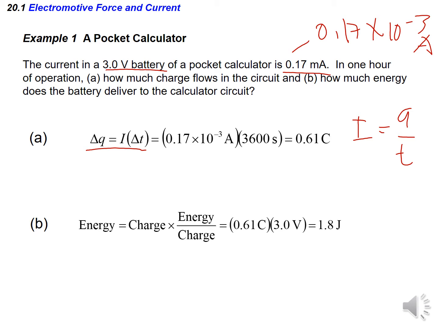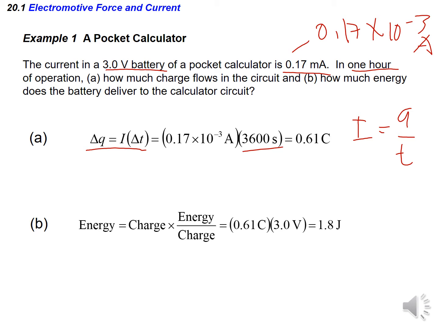And then also in the problem, the time is given, in which according to the problem it is 1 hour, meaning in 1 hour that is equivalent to 3,600 seconds. So just multiply the current with the time. That's 0.17 times 10 to the negative 3 ampere multiplied by 3,600 seconds, so that is equal to 0.61 coulomb. Okay, so that's the value of charge, and that is the answer for letter A.